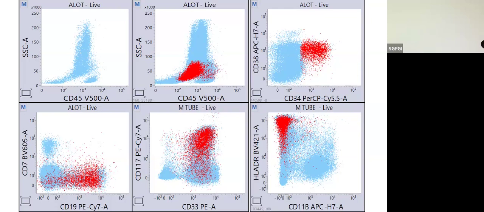Fine. But while analyzing, it's not that you plot only red cells and leave all the others. The reason is, if you plot only red cells, you will not be able to compare the expression, whether it is brighter CD45 or dimmer CD45 and so on. So I created these cells.